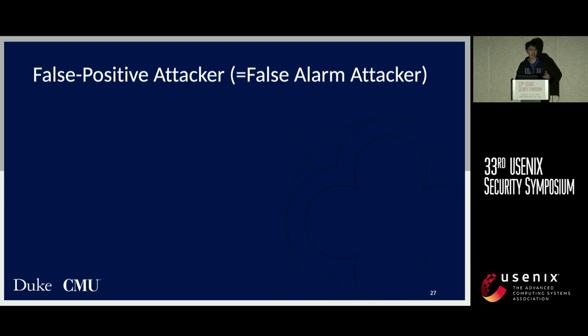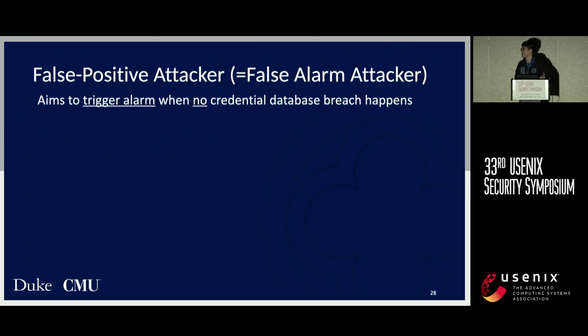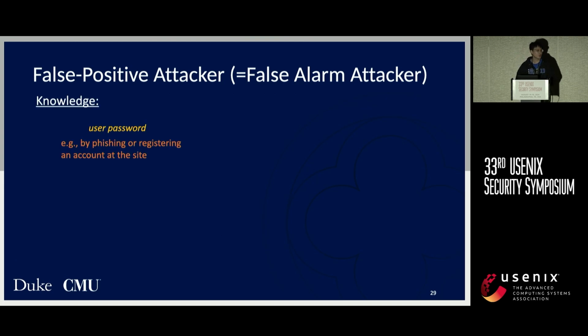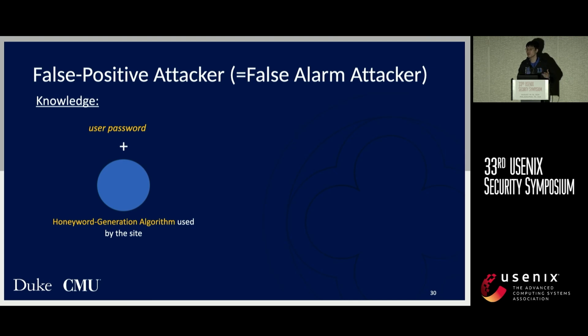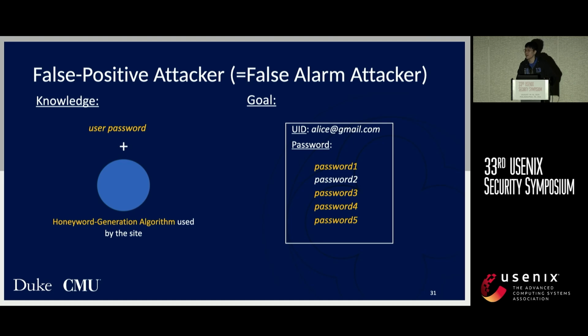So let me define our false positive attacker, which is also known as the false alarm attacker. His goal is to trigger the system breach alarm when there is no credential database breach. We assume that he knows the user password at the site by picking or registering an account at the site, and also the Honeyword generation algorithm applied by the site. His goal is to utilize this information and method to guess the Honeywords in the database in order to trigger the system breach alarm.